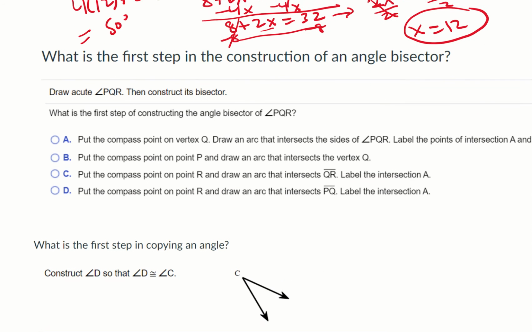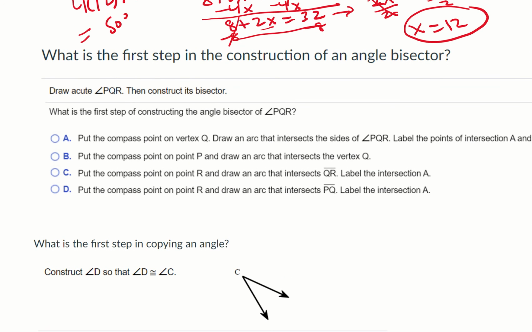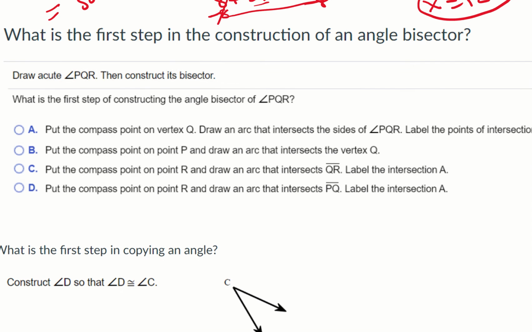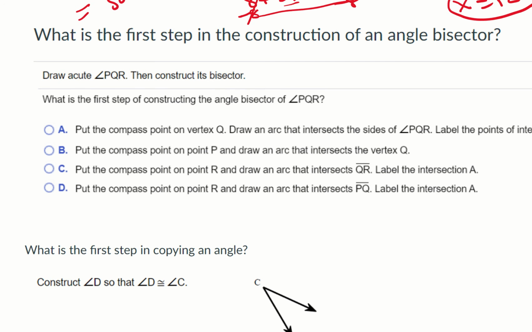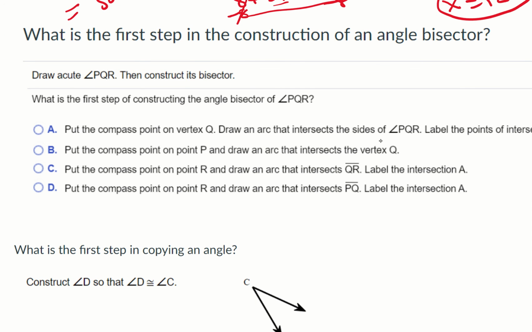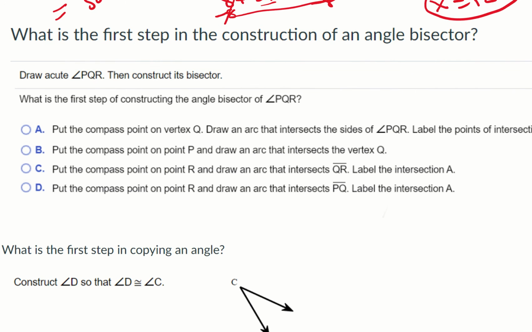All right. Let's look at the next question. So what is the first step in the construction of an angle bisector? So draw an acute angle PQR, then construct its bisector. What is the first step?